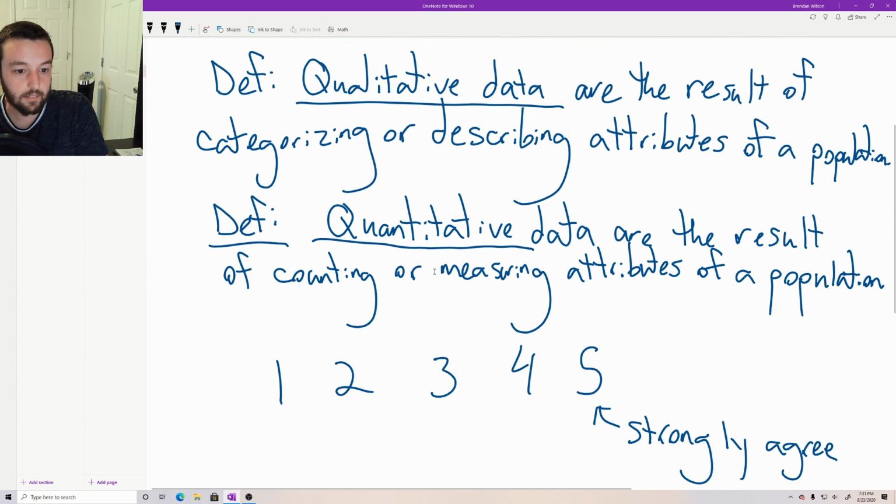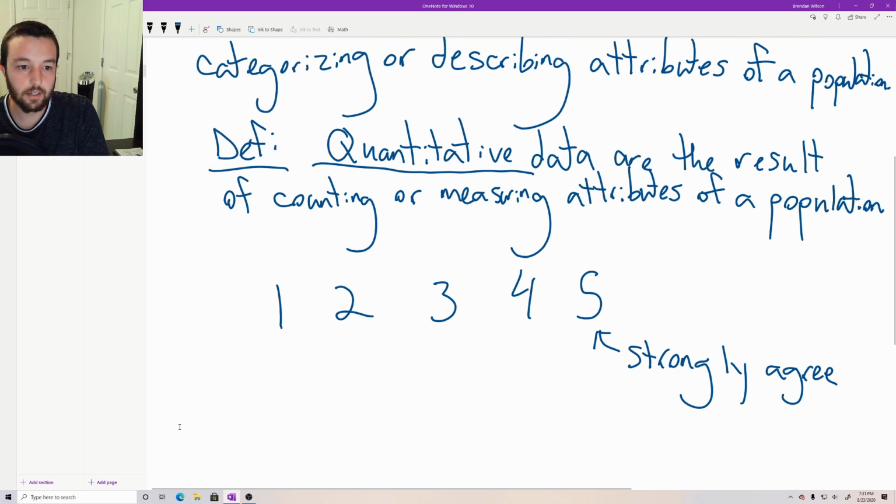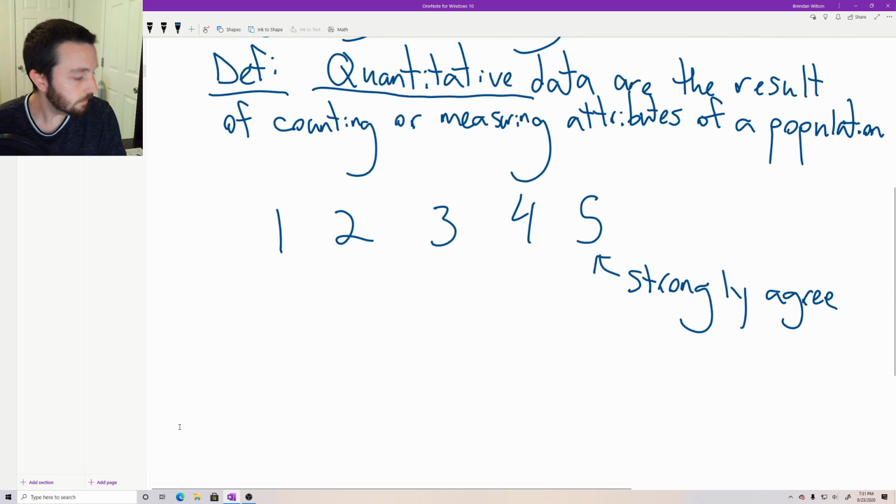But quantitative data is always numbers. Qualitative data, we could use numbers to represent it, but it's not really numbers, right? The numbers are usually just placeholders. Like here, the 5 is just a placeholder for strongly agree, and the 1 is just a placeholder for strongly disagree. So they're not numerical. Okay.